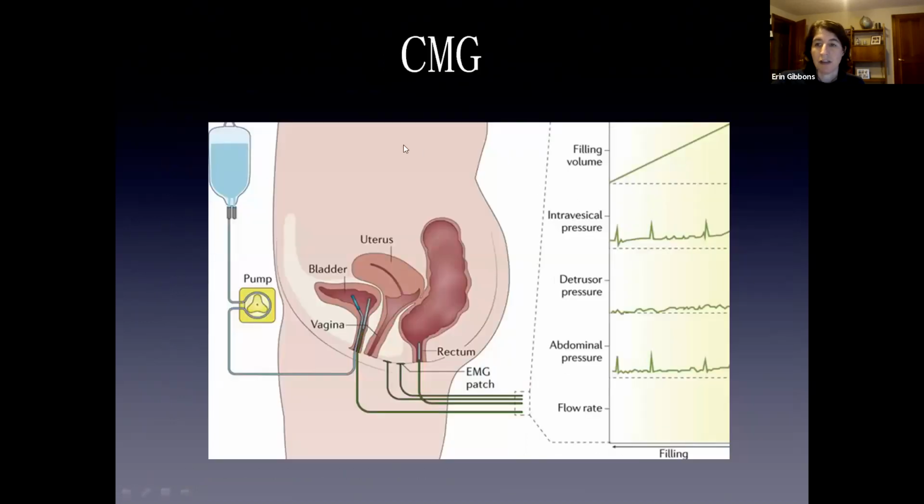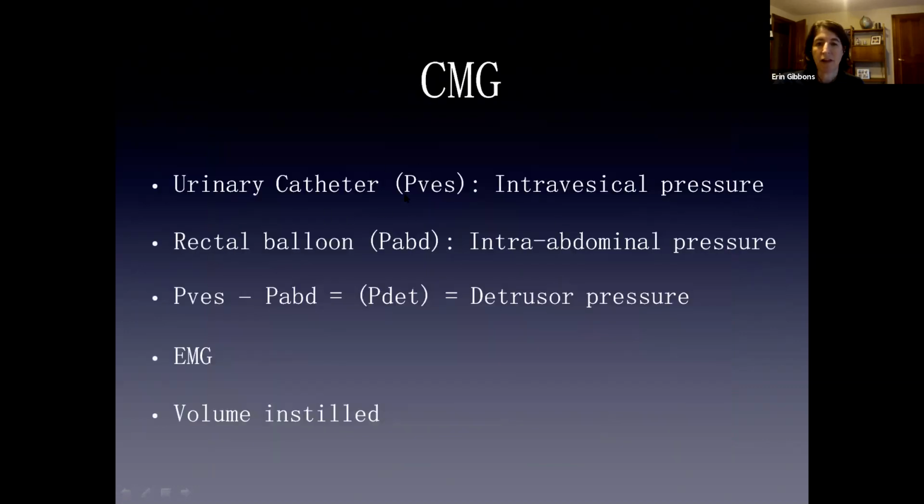So in terms of the invasive portion, starting with the cystometrogram, and just trying to show a picture, you have your fluid you're going to instill through a urethral catheter into the bladder, a small balloon in the rectum, and then a patch near the urethra in women, or in men usually near the buttocks, for the sphincter. Each one is going to give you a tracing, as well as measuring how much volume you put in. So the urinary catheter is measuring the pressure within the bladder.